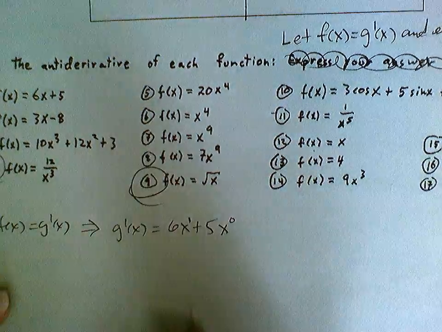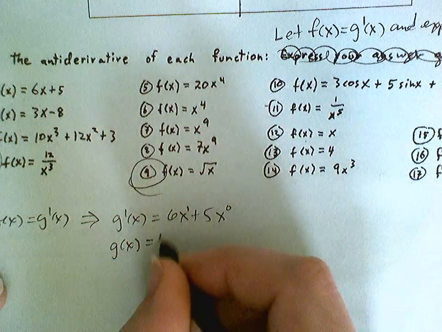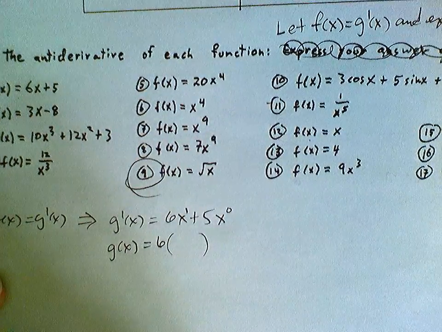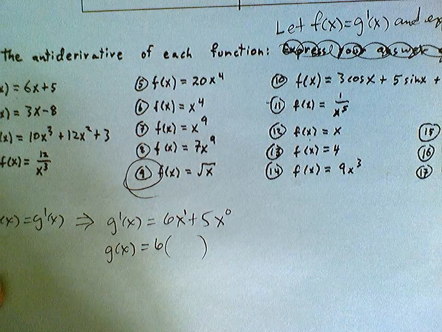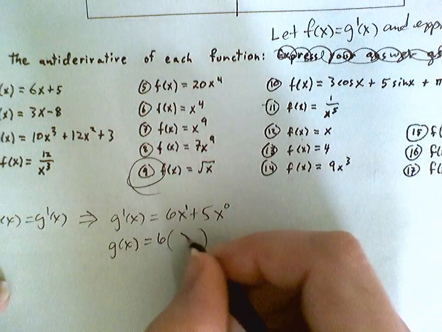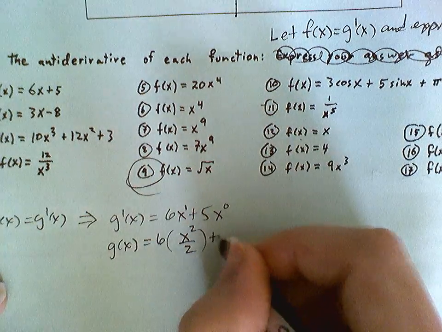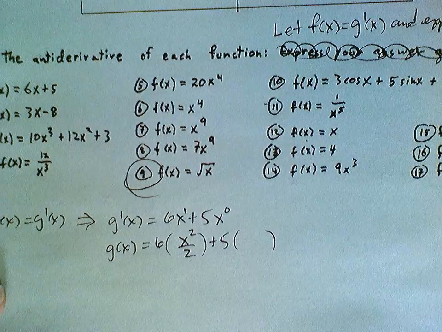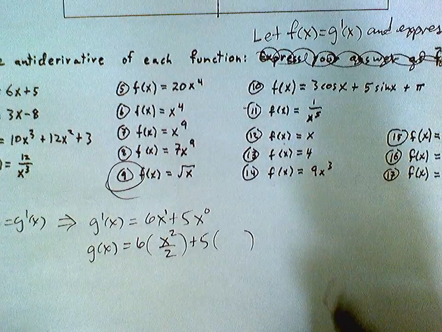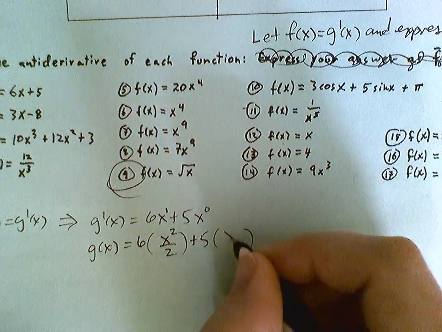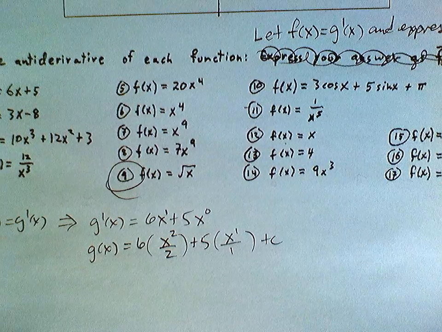All right. So now I'm using power rule. I've got g of x equals, I'm bringing down this constant multiple, and then the antiderivative of x to the first, I have to add 1 to the exponent, so I'll have x to the second and then divide by it. Plus I'm bringing down 5. Then I need the antiderivative of x to the 0 using the power rule. So 0 plus 1 is 1, and then divide by 1. And then plus c, because this is a family of functions.